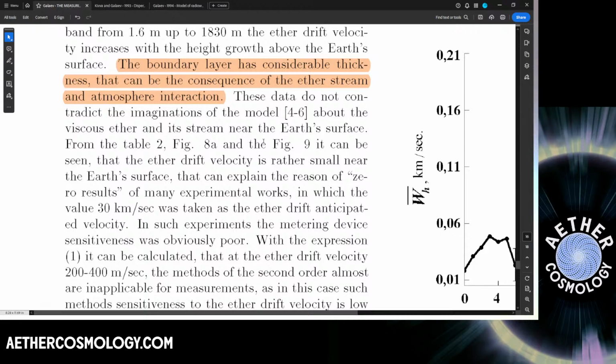From Table 2, Figure 8a, and Figure 9, it can be seen that the ether drift velocity is rather small near the Earth's surface. That can explain the reason of zero results of many experimental works, in which the value of 30 kilometers per second was taken as the anticipated ether drift velocity. In such experiments, the metering device sensitiveness was obviously poor. With the expression, it can be calculated that for an ether drift velocity of 200 to 400 meters per second, the methods of the second order almost are inapplicable for measurements.